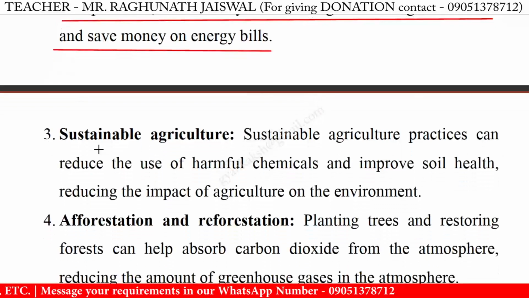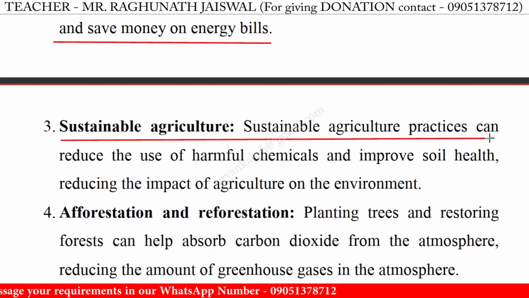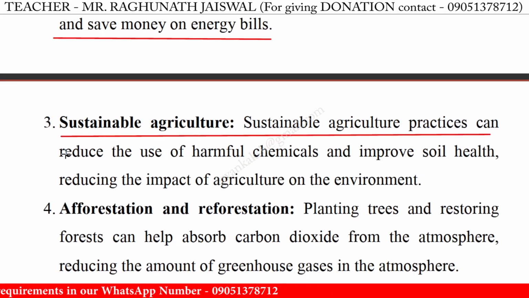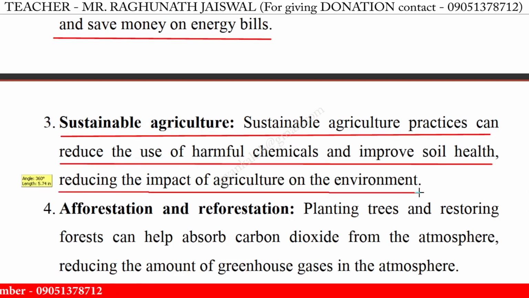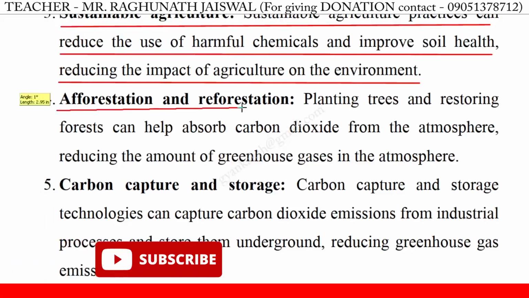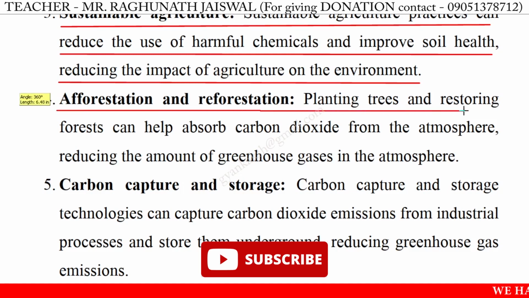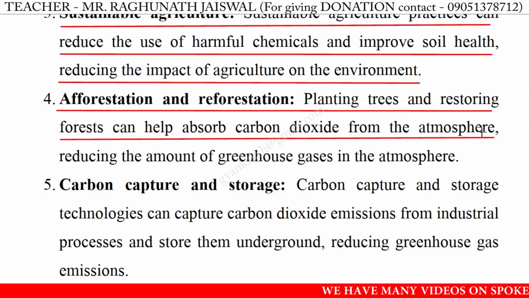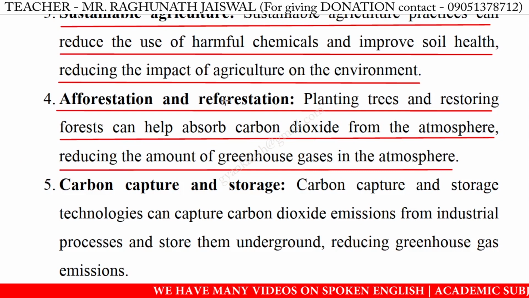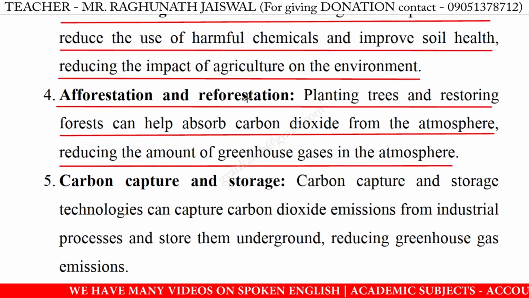energy bills. 3. Sustainable agriculture. Sustainable agriculture practices can reduce the use of harmful chemicals and improve soil health, reducing the impact of agriculture on the environment. 4. Afforestation and reforestation. Planting trees and restoring forests can help absorb carbon dioxide from the atmosphere, reducing the amount of greenhouse gases in the atmosphere.